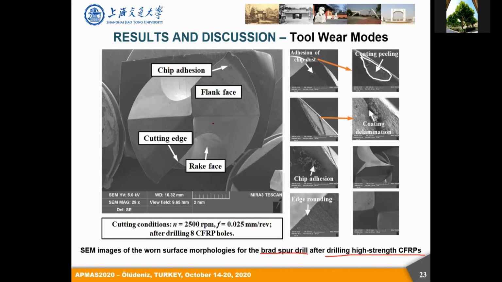We will see that even after making 8 composite holes, the braided spur drills remain intact without suffering severe damage or fracturing during the manufacturing processes. We only identify a small amount of coating peeling or some evidence of the adhesion of chipped dust onto the drill flank surface.